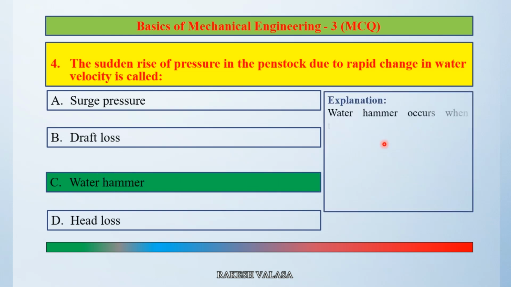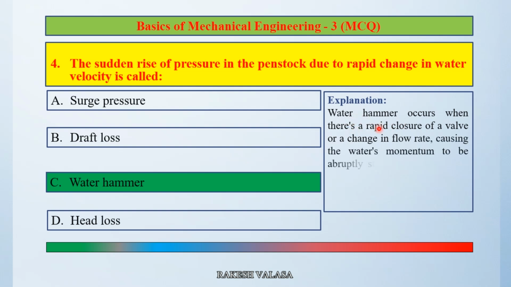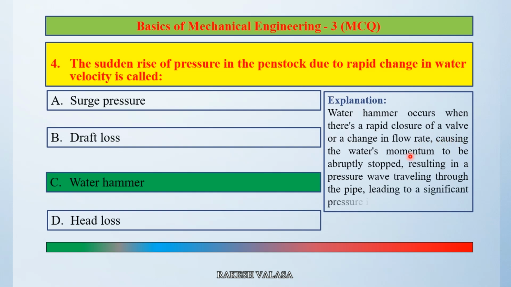Let us see the explanation. Water hammer occurs when there is a rapid closure of a valve or a change in flow rate, causing the water's momentum to be abruptly stopped, resulting in a pressure wave traveling through the pipe, leading to a significant pressure increase. So the correct answer is option C, water hammer.